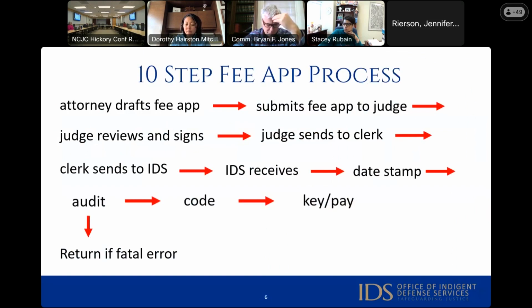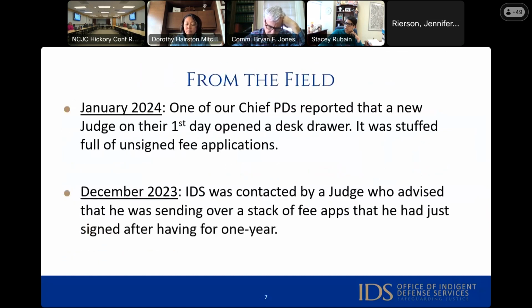IDS receives it. We date stamp it to know when we got it. Then there's an audit process. If there's a fatal error at this stage, then we have to return it and they have to start all over again. And this is very late in the process. If it passes the audit, then it's coded and it's keyed. And when I say key, that's the same thing as paying. That's when it's entered into the system for payment. This is a big, long process.